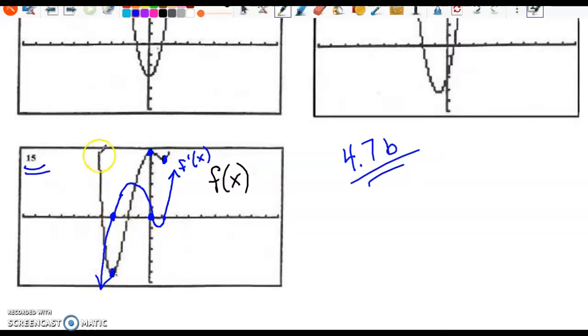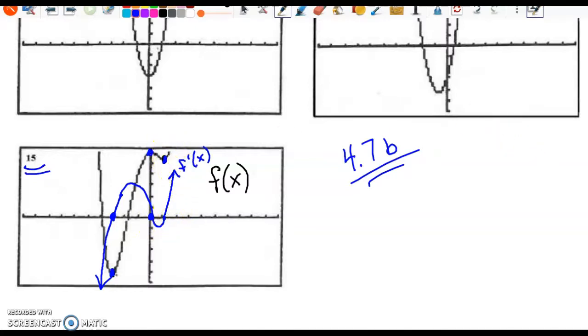And so as I'm looking at the first part of that function, it is decreasing, that means the first derivative is negative. And then the function's increasing, so the first derivative is positive, then decreasing, negative, and then it's increasing to the right, so it's positive.